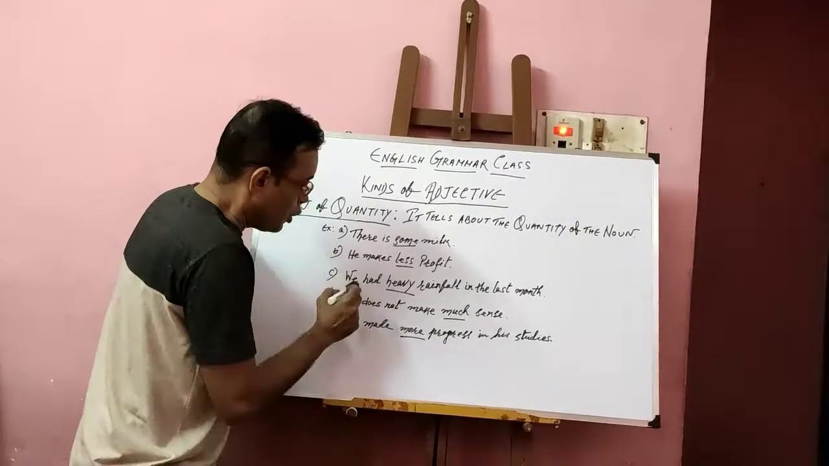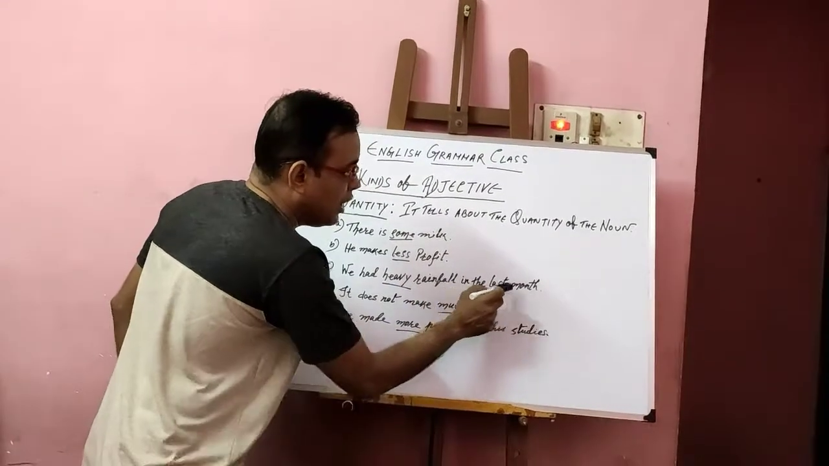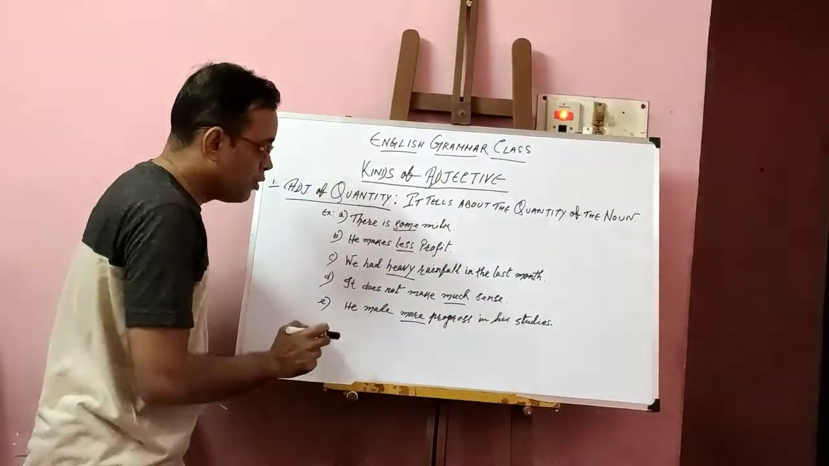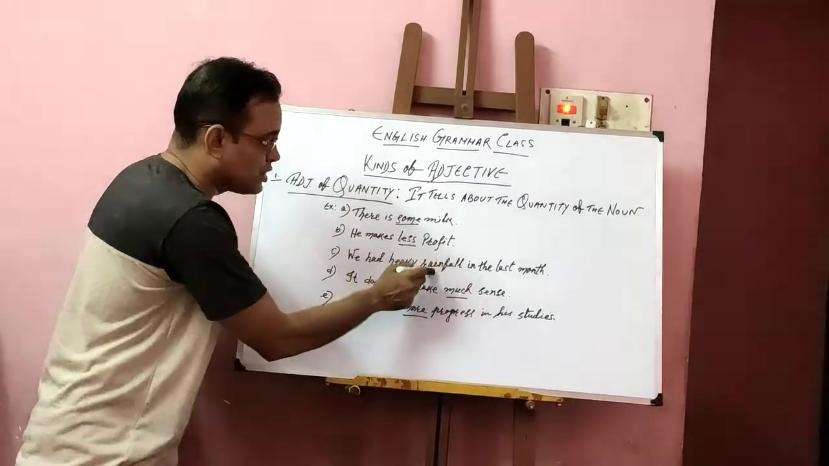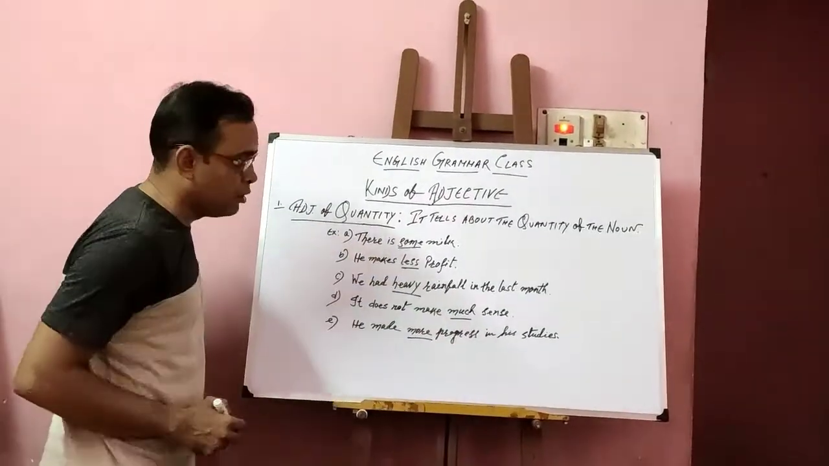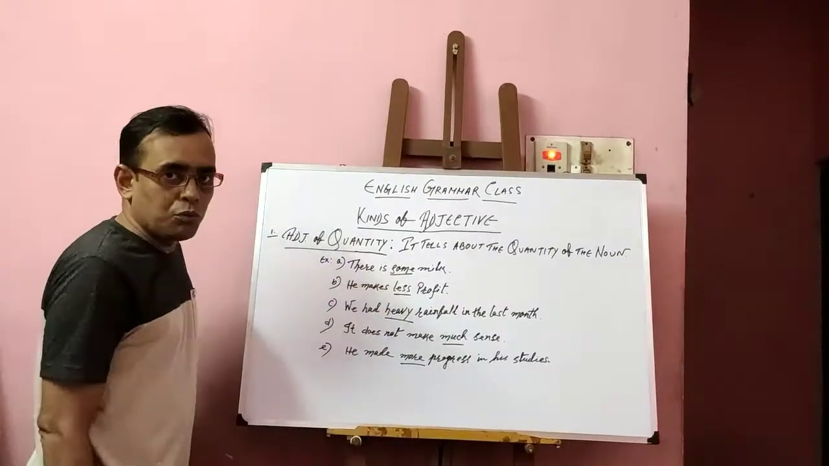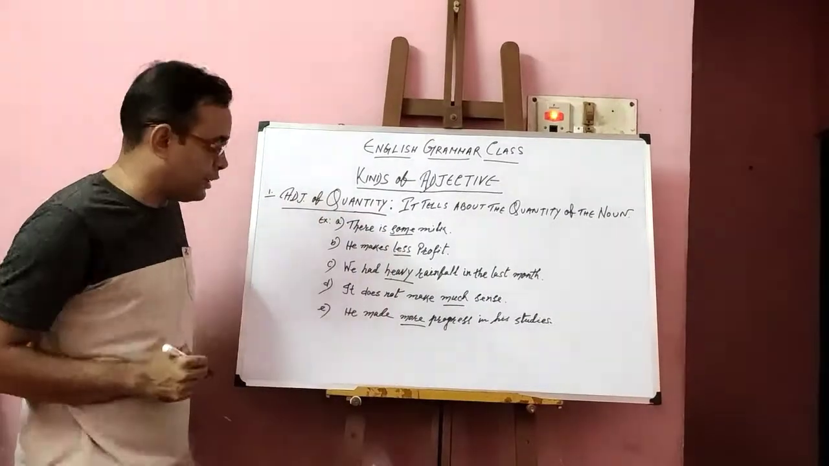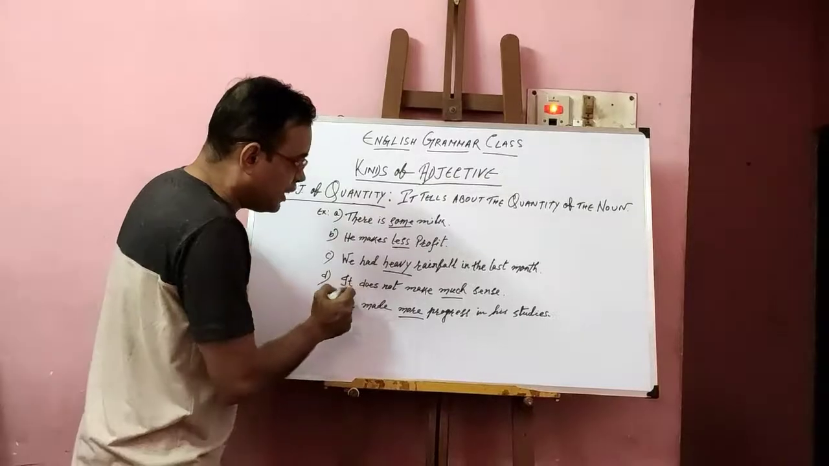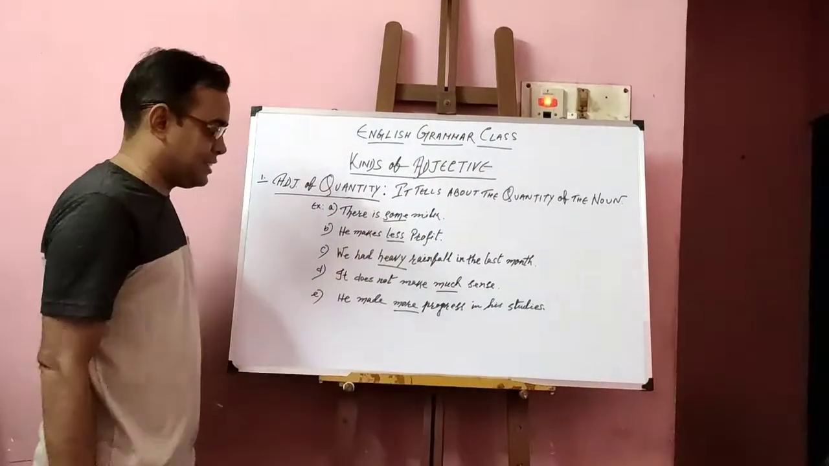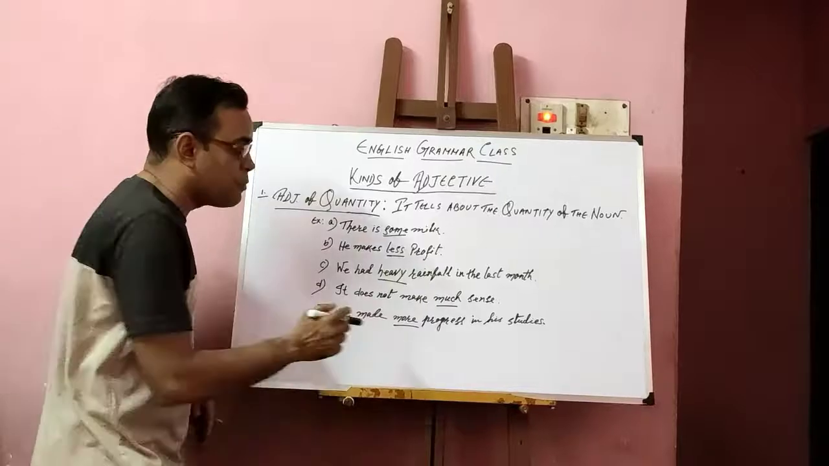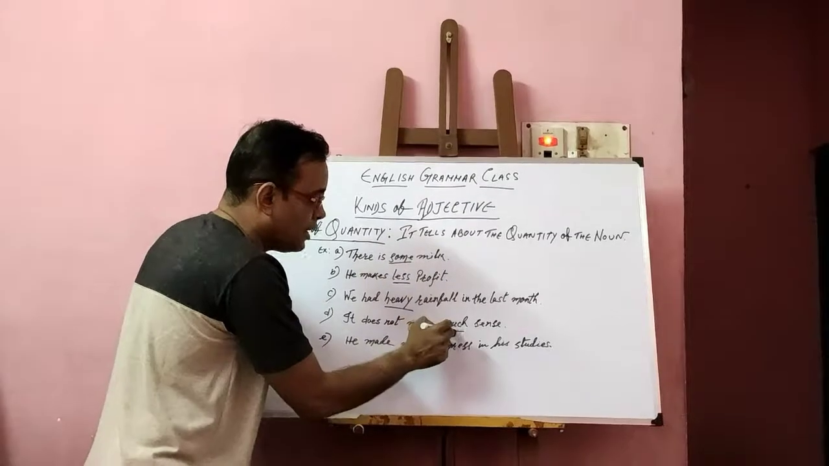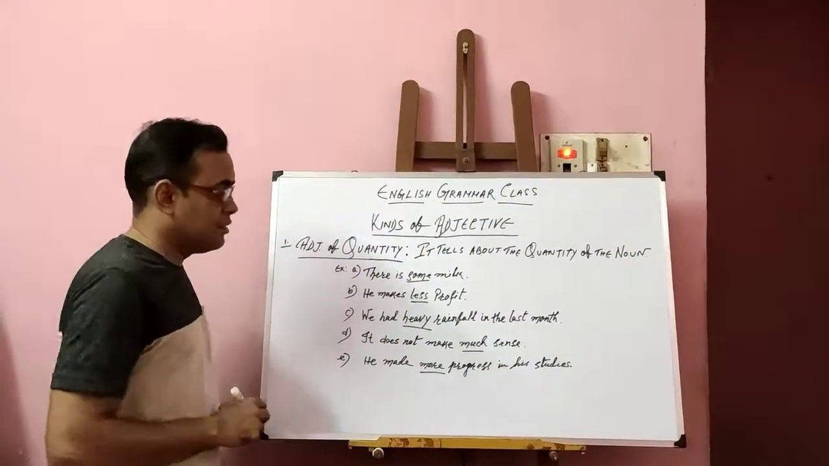Next, we had heavy rainfall in the last month. Rainfall is a noun. The word heavy describes the noun. How much rainfall was there? Heavy rainfall was there. So heavy is an adjective of quantity. Next, it does not make much sense. So much is an adjective of quantity, because it describes the word sense.